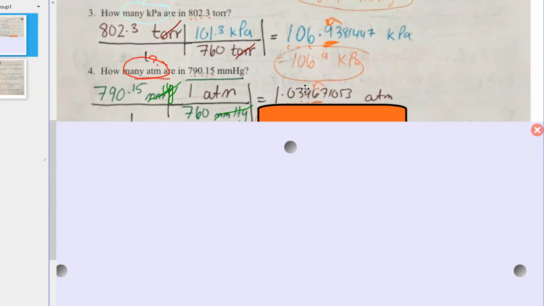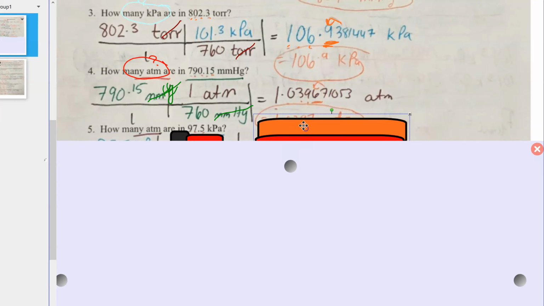Anything's possible. Last thing, round for sig figs. We've got 1, 2, 3, 4, 5. I need to get 1, 2, 3, 4, 5, look to the right. Will the 7 round that 6 up? Yep. Here's your final answer.